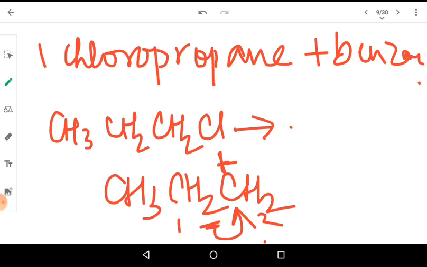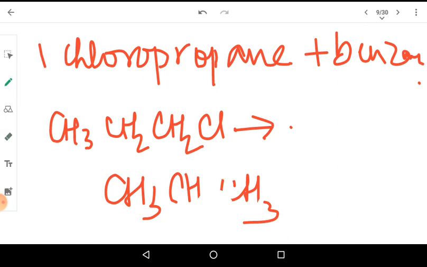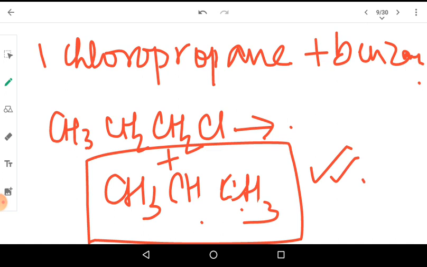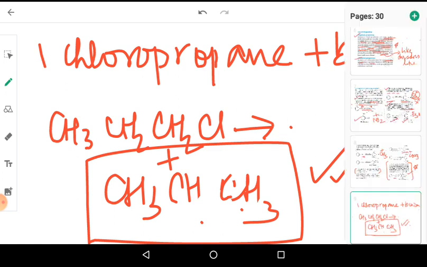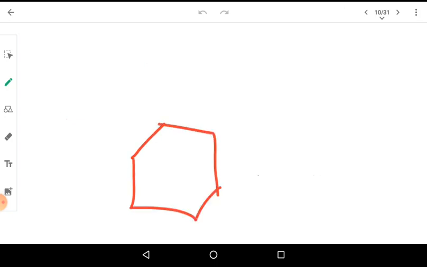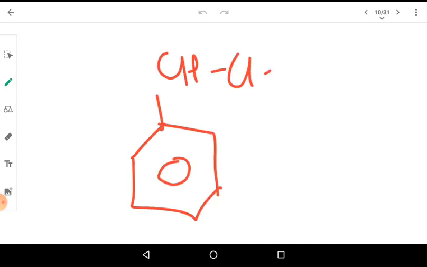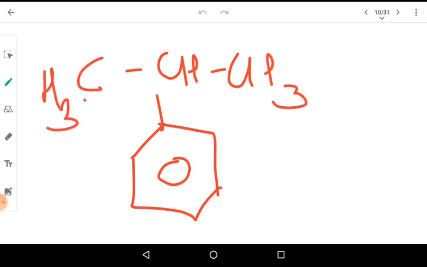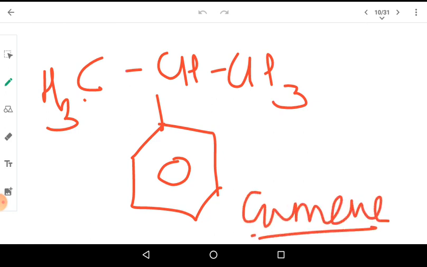As a result of the 1,2 hydride shift, one of the hydrogens is going to shift from here, and this is going to get a CH3. The positive charge is now coming over here. So this is what we are getting as the final carbocation. Now it is this particular carbocation that is reacting with benzene. So we have benzene and we have CH3 and another CH3. This compound is known as isopropyl benzene, which is also known as cumene, about which we will study in detail in the chapter of alcohols, phenols, and ethers, because from cumene we can prepare phenol.